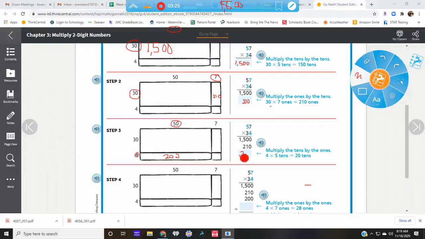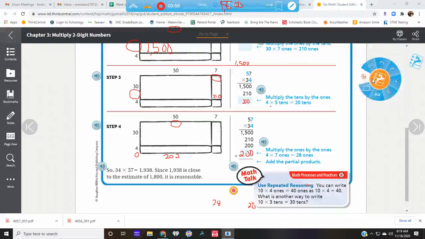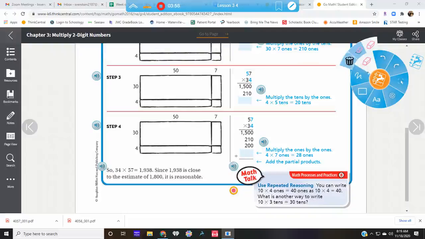Alright. And our fourth step is going to be our basic multiplication problem. 4 times 7. Well, we all should know 4 times 7 is 28. So we'll put our 28 right here. So now we have 1,500 plus 210 plus 200 plus 28. Okay, let's move this up a little bit more, and I'm going to clear this stuff out now, because we should know that all now.